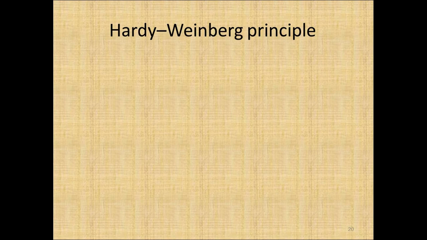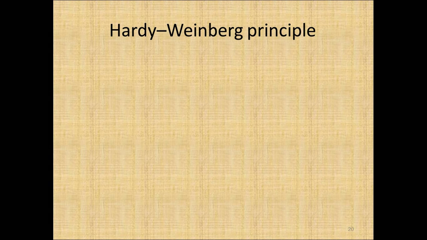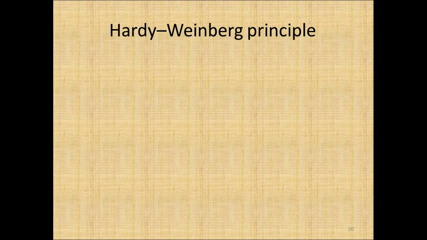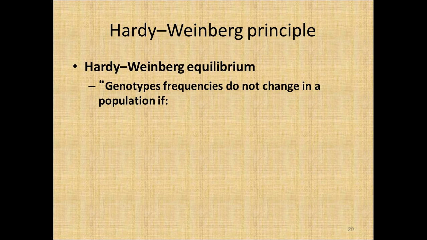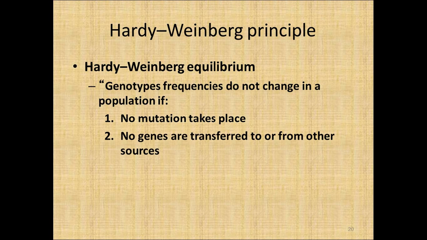The Hardy-Weinberg principle can be used to determine if a population is not evolving. If a population is said to be in Hardy-Weinberg equilibrium, it isn't evolving. When a population is in Hardy-Weinberg equilibrium, genetic frequencies are not changing. But this has several requirements. First, no mutation is taking place. All the genes stay the same. Number two, no genes are transferred to or from other sources. This means no gene flow, no immigration, no emigration.